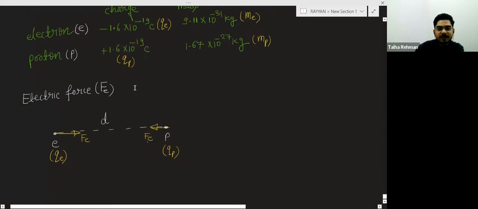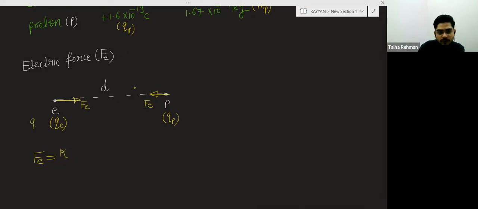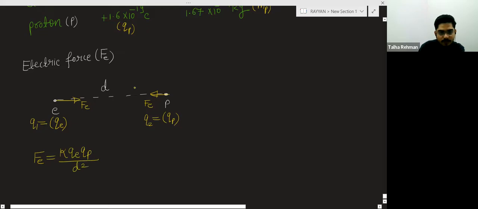Now we will calculate the electric force. How will we calculate it? The formula we have is K Q1 Q2 by R square. You can take this as Q1 and this as Q2. So K, Q1 is the charge on electron, Q2 the charge on proton, divided by d square. K is 9 into 10 to the power 9.